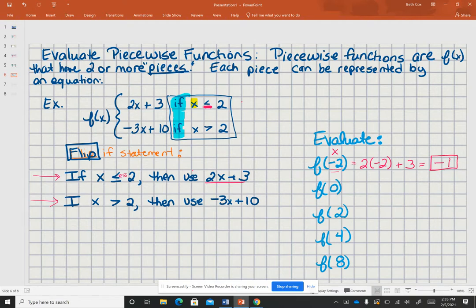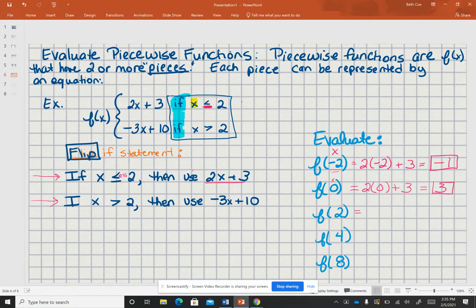Let's do another one. 0. This time, is 0 less than 2? Absolutely. So I'm going to plug it into the first equation. Put the 0 in there. 2 times 0 is 0. 0 plus 3 is 3.